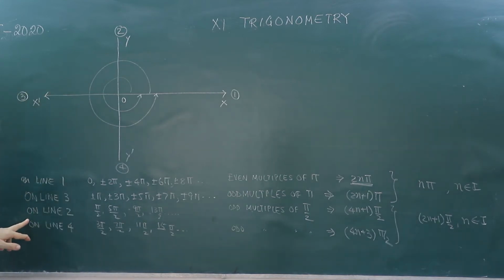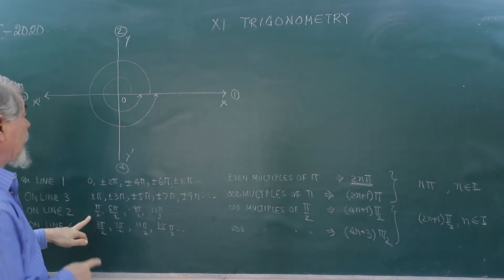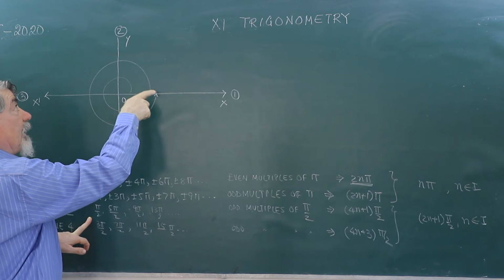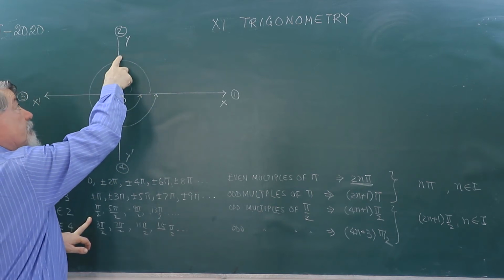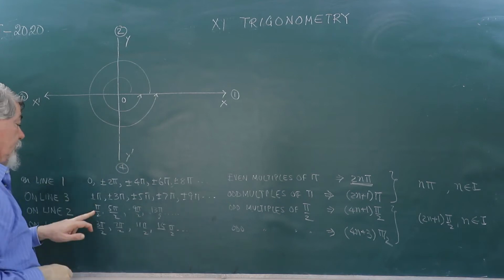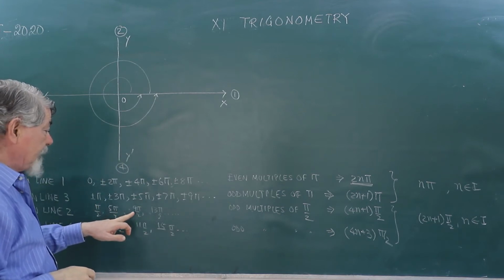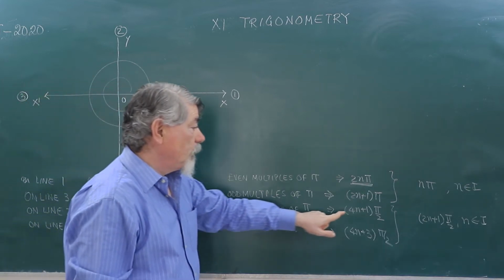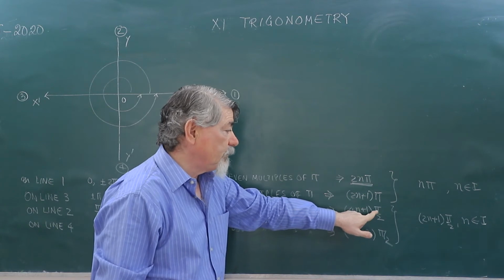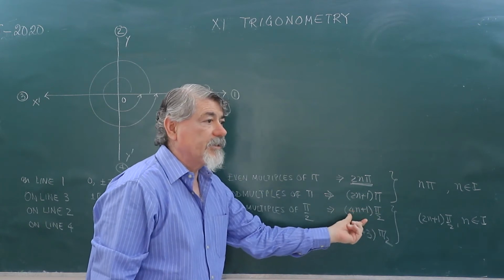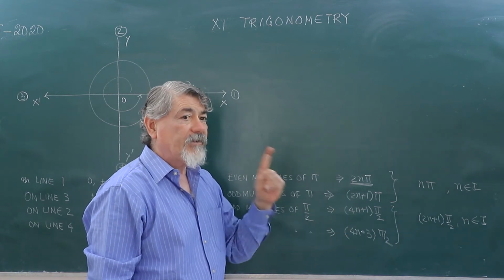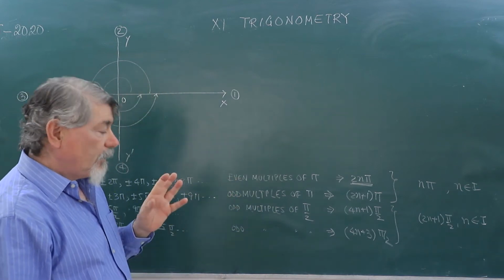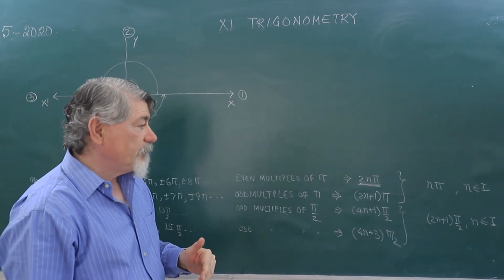Now let us see line 2. Along line 2, I'll get pi by 2. I'm not writing minus pi by 2 because minus pi by 2 will be line 4, not line 2. Line 2 is plus pi by 2. This will be minus pi by 2. So pi by 2, 5 pi by 2, 9 pi by 2, 13 pi by 2. These are odd multiples of pi by 2: (4n plus 1) into pi by 2. 4n plus 1 means it is an exact multiple of 4 and the remainder will be 1.